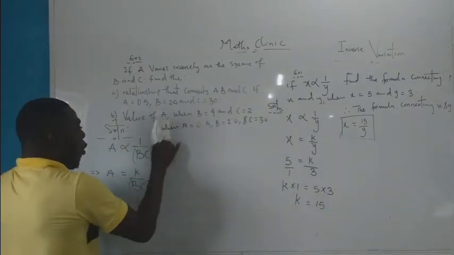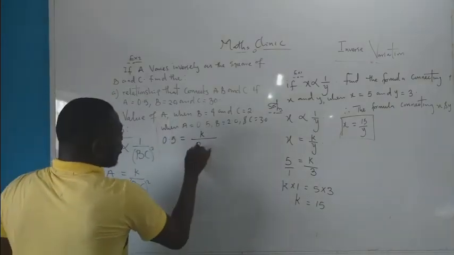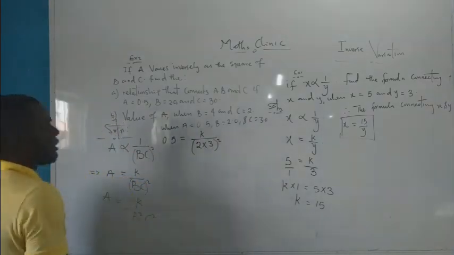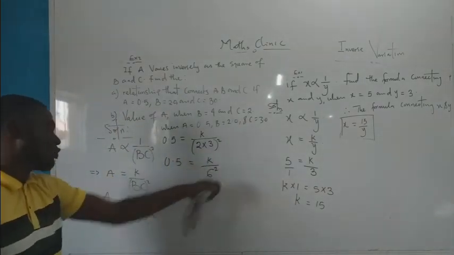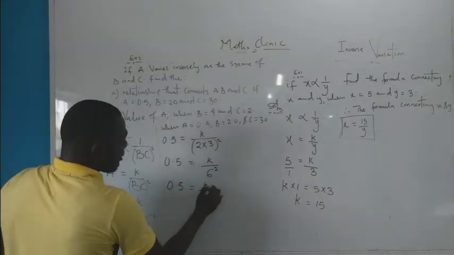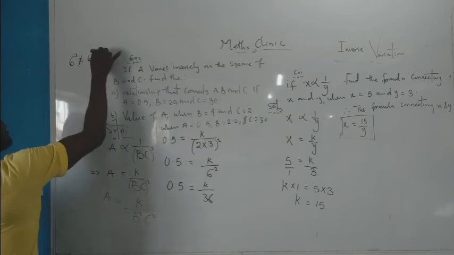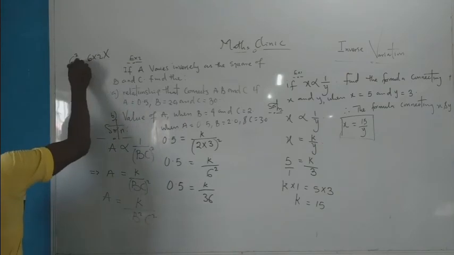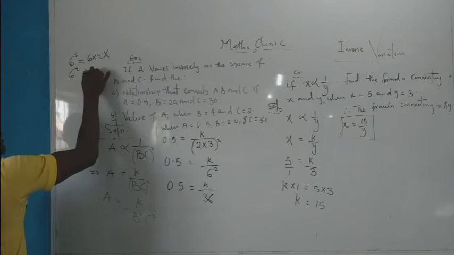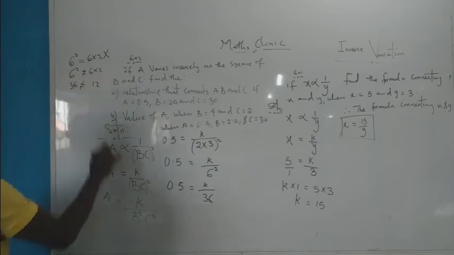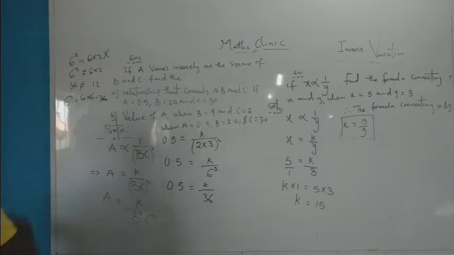Okay? A is 0.5 equals K upon, B is 2 times 3, raised to power 2. That gives 0.5 equals K over 6 raised to power 2. That's 2 times 3, 6 raised to power 2. So that's 0.5 equals K upon 36. 6 raised to the power of 2 is not equal to 6 times 2. That is wrong, because 6 raised to the power 2 is 36, and 36 is not equal to 12. 6 raised to power 2 equals 6 times 6 equals 36.